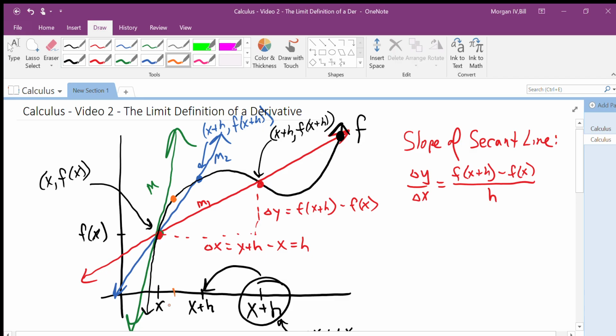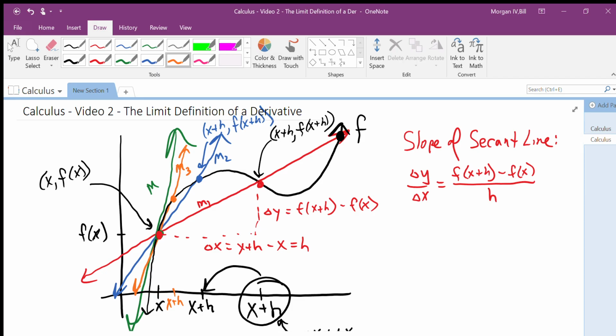Now this is our x plus h, or maybe our h value here is like 0.2 or something. It's really close. And now we get a secant line that looks like this, which is an even better approximation of that green line. Let's call the slope of this one M3. M3 is a pretty close approximation for M.